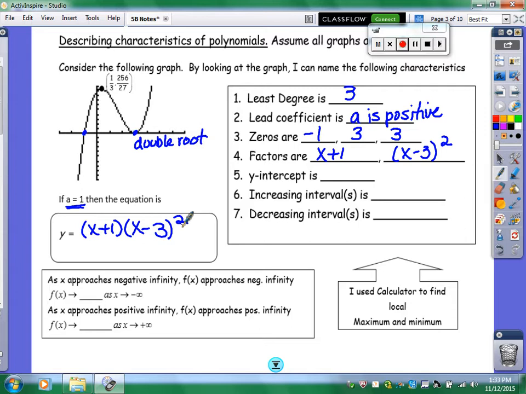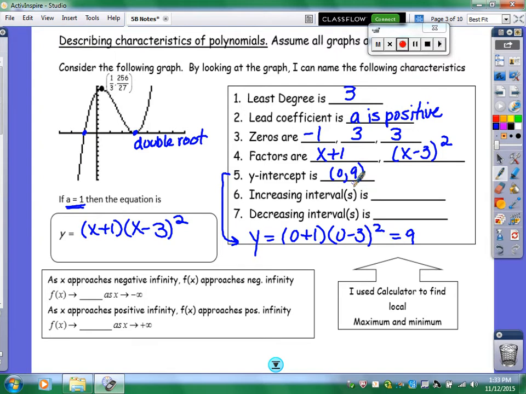To find the y-intercept, that's when x is equal to 0. So we're going to plug 0 in for all of my x's. So when you solve that, you're going to get 9. So your y-intercept is (0, 9).